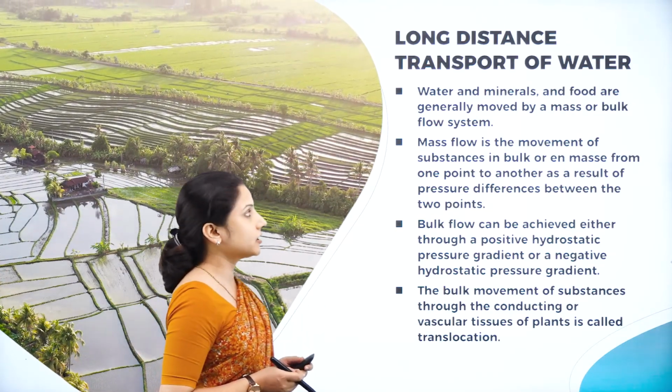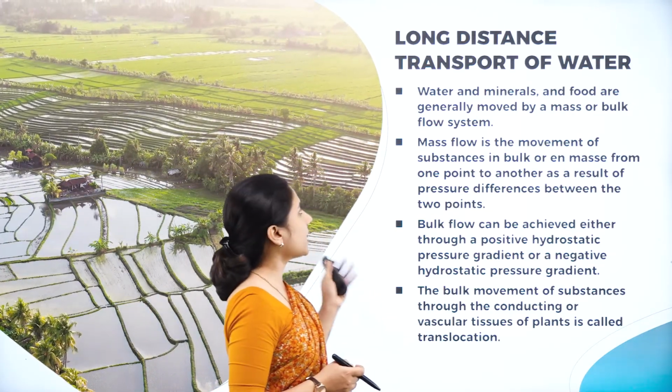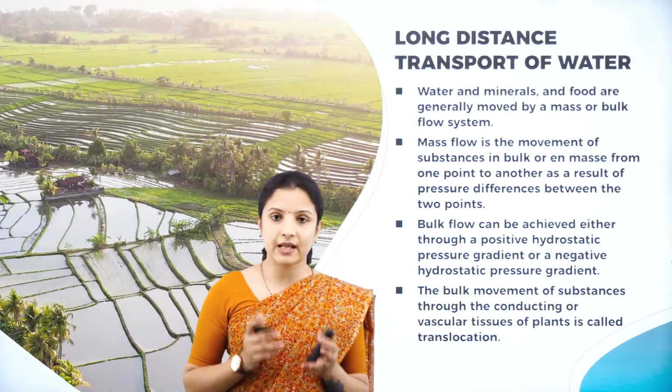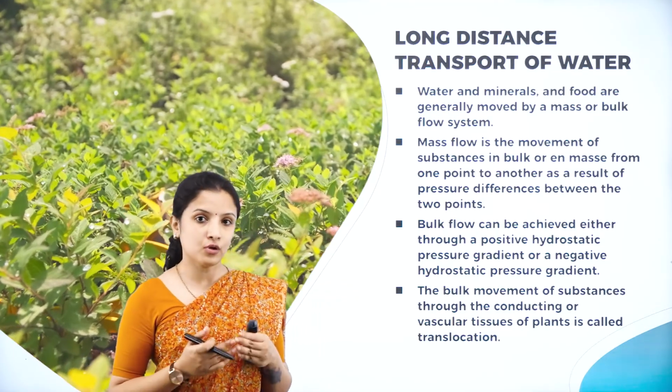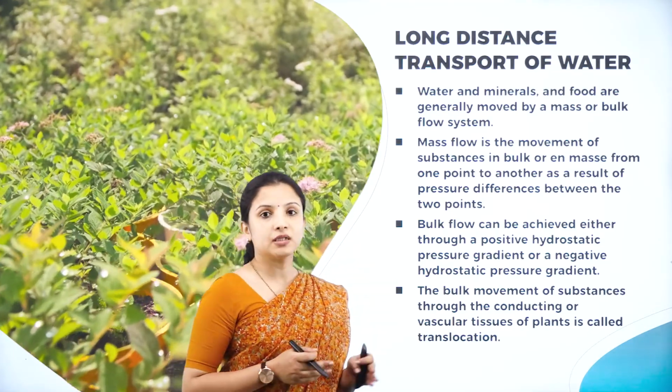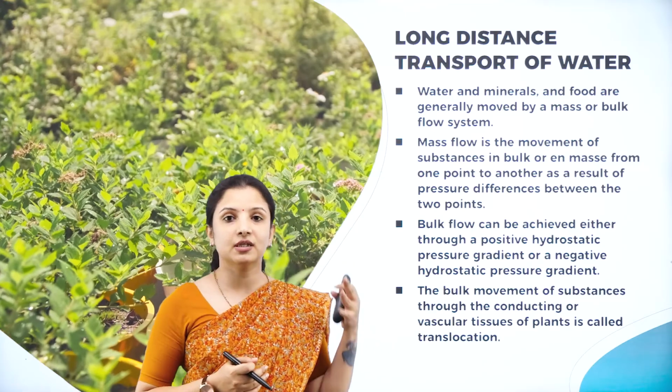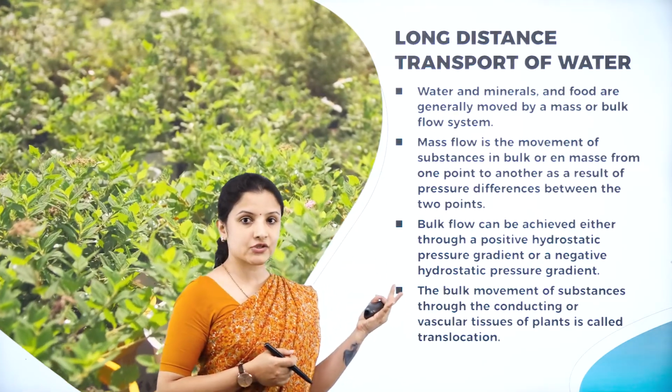So water and minerals as well as food are generally moved through the plant cells by a mass flow or a bulk flow process. And this mass flow or bulk flow, we shall discuss in detail in the coming sessions.